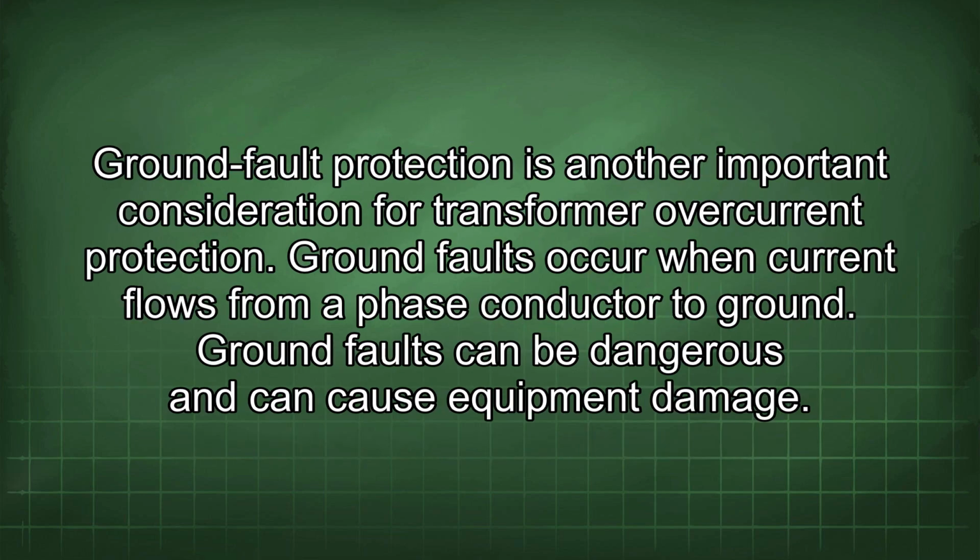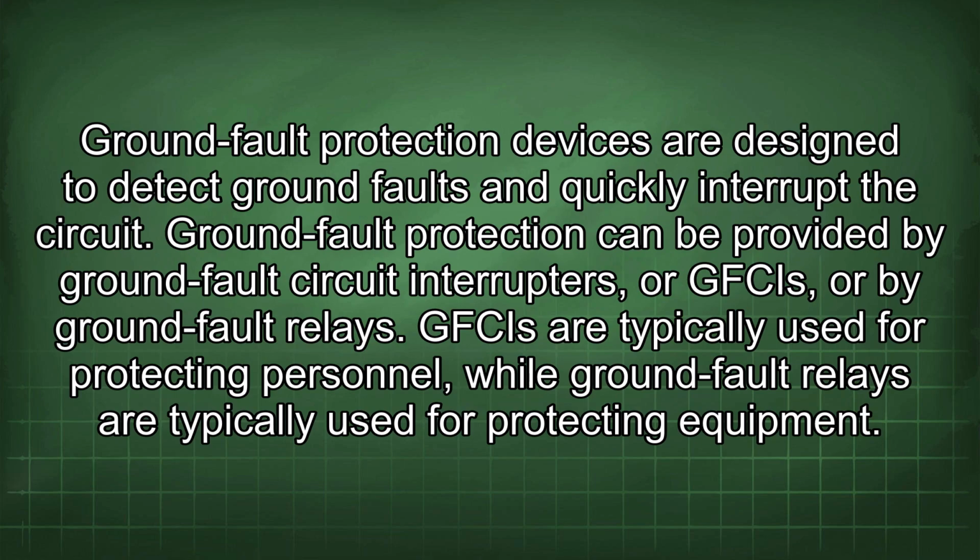Ground fault protection is another important consideration for transformer overcurrent protection. Ground faults occur when current flows from a phase conductor to ground. Ground faults can be dangerous and can cause equipment damage. Ground fault protection devices are designed to detect ground faults and quickly interrupt the circuit. Ground fault protection can be provided by ground fault circuit interrupters, or GFCIs, or by ground fault relays. GFCIs are typically used for protecting personnel, while ground fault relays are typically used for protecting equipment.